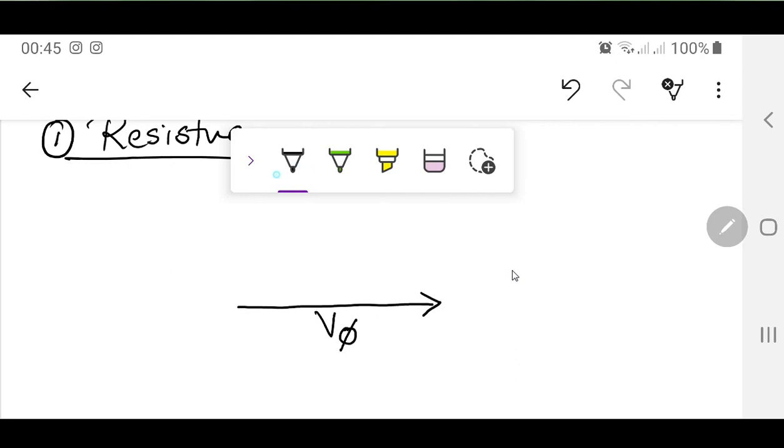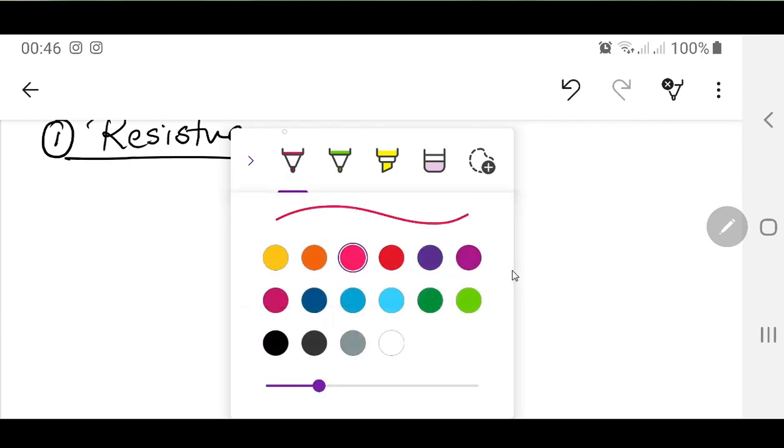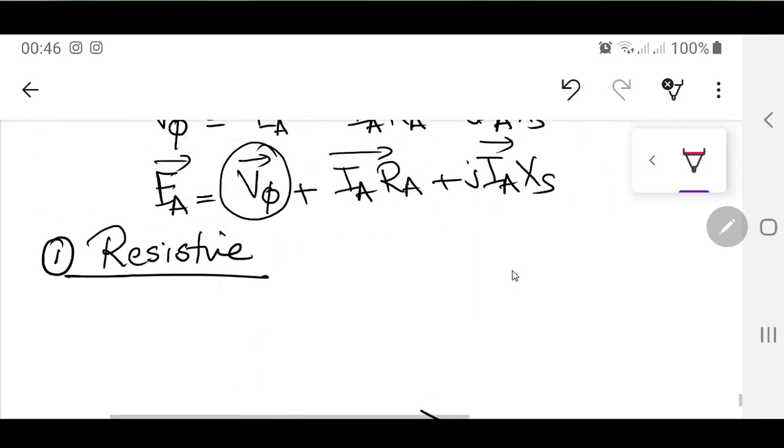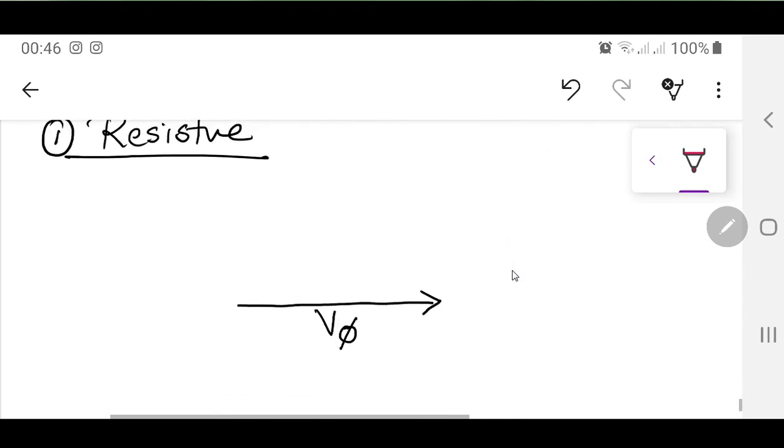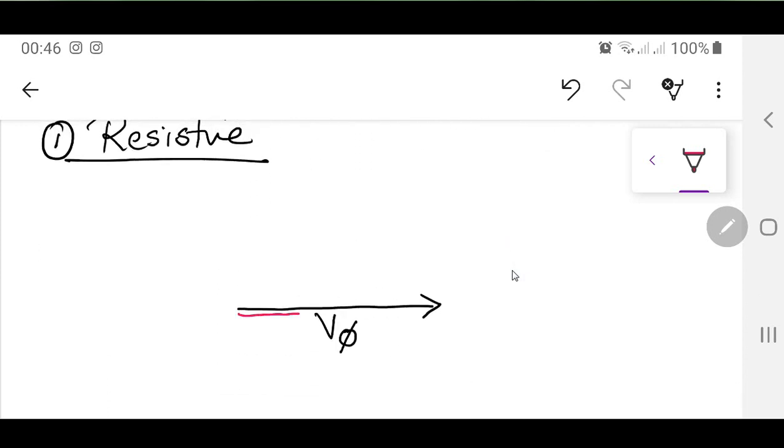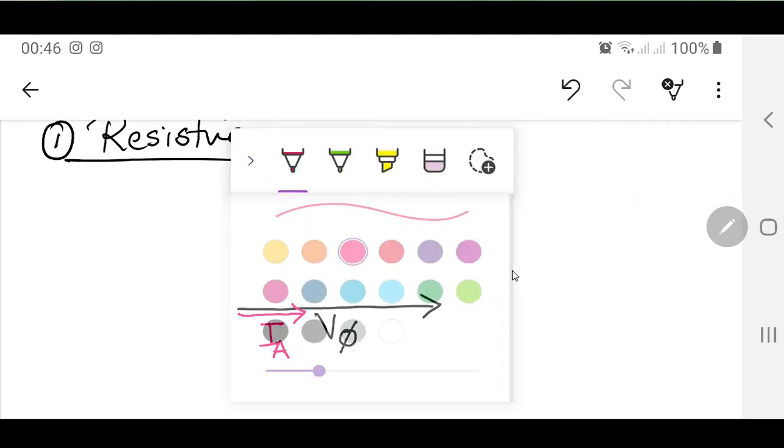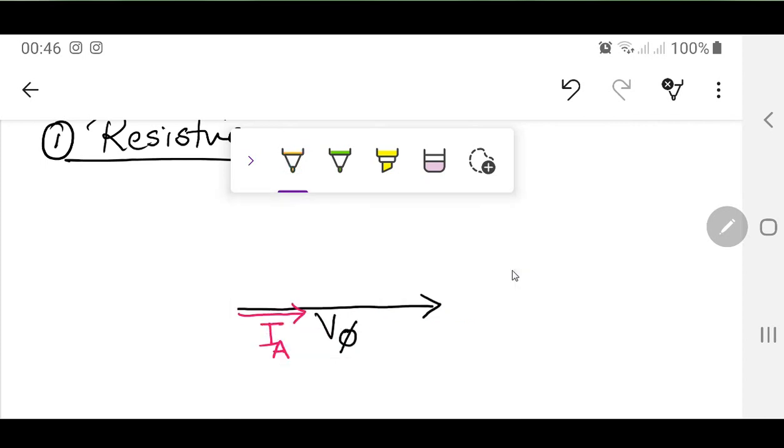Now, when I draw the next one, this is very important. Since this is a resistive load, the vector IA is going to be exactly in phase with V phase. This is the voltage across that load, the per phase voltage, and this is a resistor over there. So IA is completely in phase with that phase voltage. IA is the phase current. This is very important.